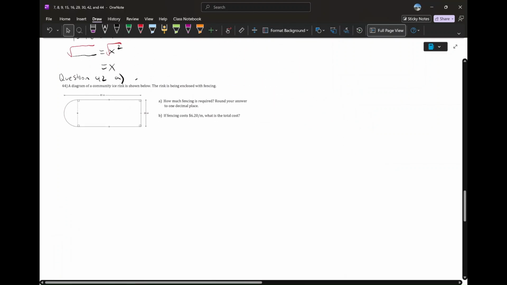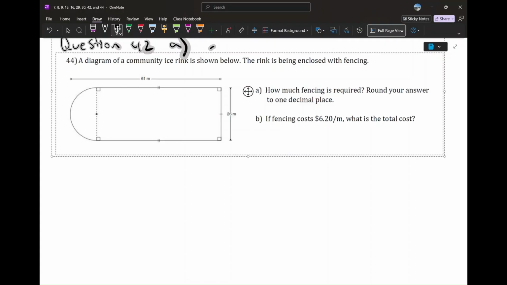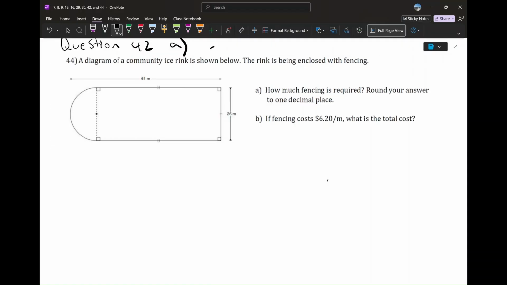Okay. And the last one here. A diagram of a community ice rink is being shown below. The rink is being enclosed with a fence. How much fencing is required? So the fence obviously is going to go around the shape. Okay, so we almost have a rectangle, but we're missing this side. So the area versus perimeter comes to mind.